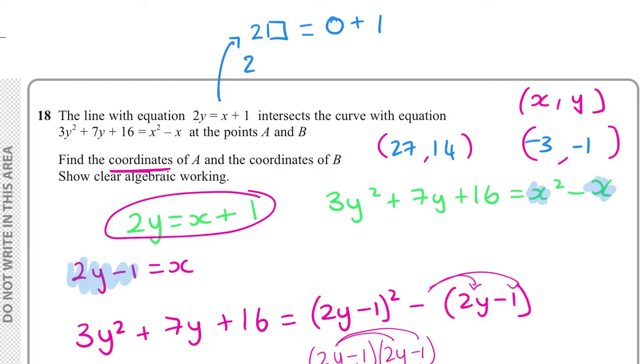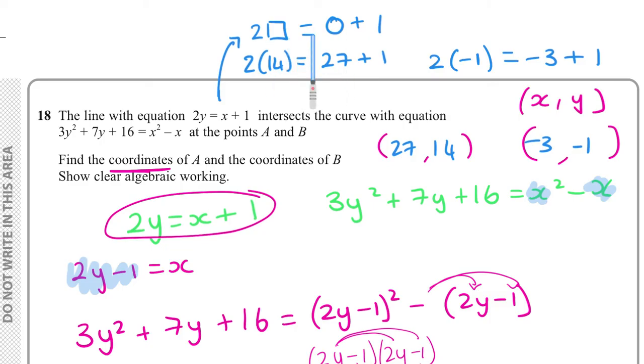This is saying 2 lots of 14 is 27 plus 1, right? And 2 lots of minus 3 is minus 1 plus 1. Nope, what did I do there? Wrong way around. 2 lots of minus 1 is minus 3 plus 1. So this works for this equation and for this equation.